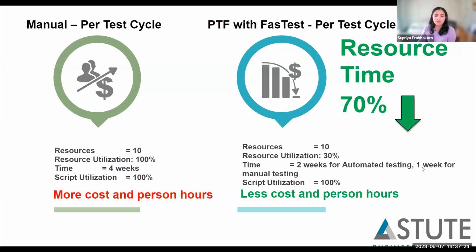And after that, they use 1 week for manual testing, because they have integration with other systems for their payroll, and a lot of other things in AP and all. So they do that testing manually with the other third-party teams which own the tool. And the scripts utilization is 100%. And these numbers are real. And the resource time and effort that is reduced is over 70%.